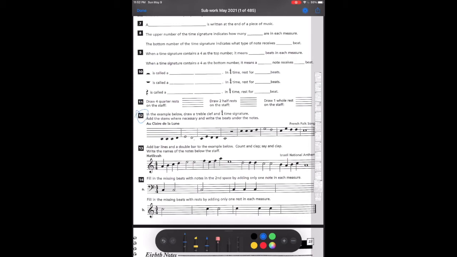Add the stems where necessary and write the beats under the note. So treble clef and 4/4 go at the beginning. We've done that a few times. Add the stems. So if you look at the note and you think, oh, that's just a whole note, it doesn't last long enough. Or if there's 2 of them, it obviously can't be a whole note. Or if there's 4 of them, it obviously can't be a whole note. All the rest of those need stems.